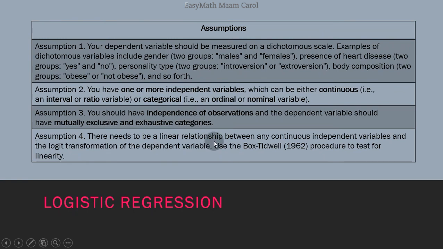There needs to be a linear relationship between any continuous independent variables and the logit transformation of the dependent. So, gagawin mo siyang logit. Ito-transform mo siya. And then, iche-check mo siya using the Box-Tidwell procedure to test for linearity. So, yan, may bago na naman. No? Bagong test na naman. That's why itong mga regression, para to sa mga advanced stat.